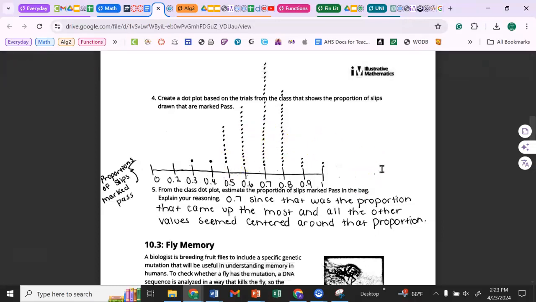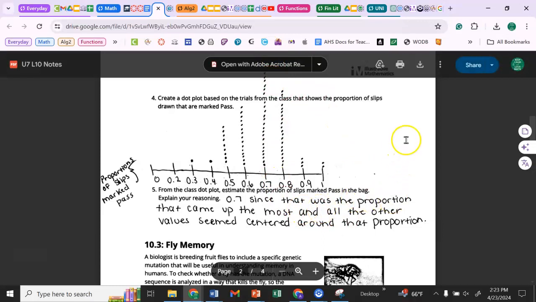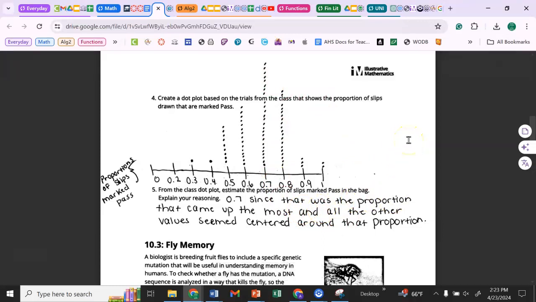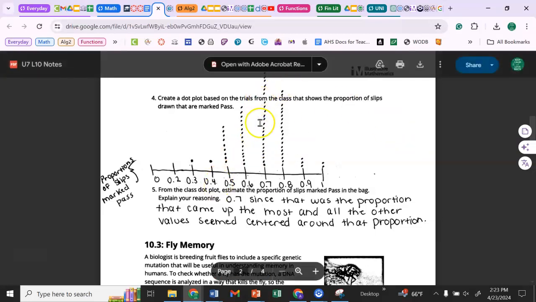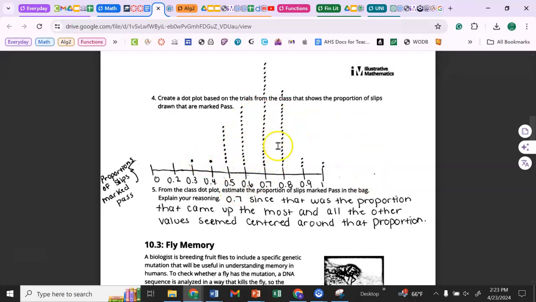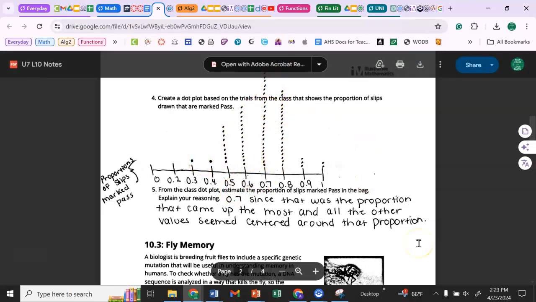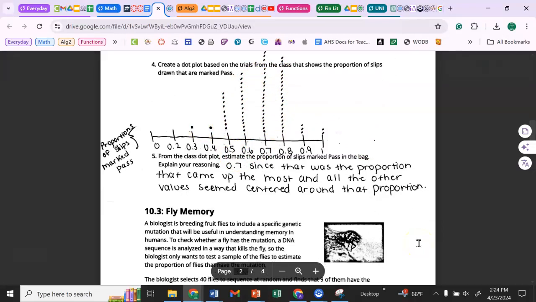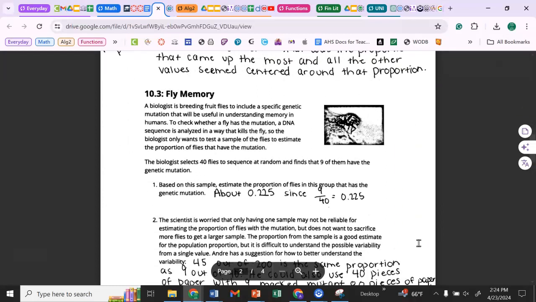And then from the class dot plot, we wanted to estimate the proportion of slips marked pass in the bag, and we want to explain our reasoning. And we're going to say 0.7, and it's pretty clear why it would be 0.7, but that's because the proportion that came up the most, and all other values seem to be centered around that. So if we look at that, we can see how tall this one is. And then we can see that everything kind of surrounds it, and the majority of our dots are around that 0.7.